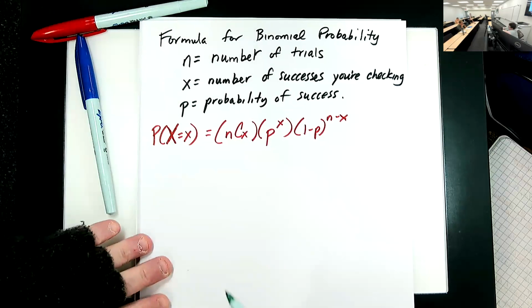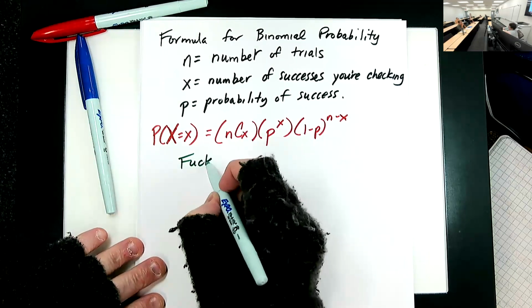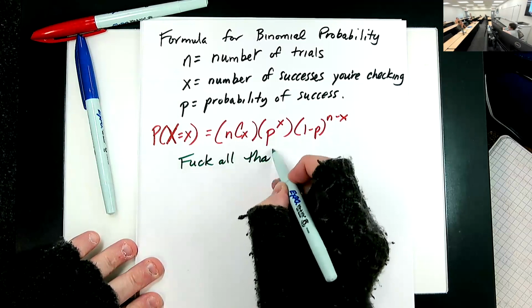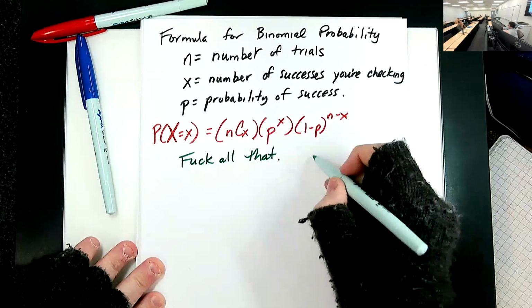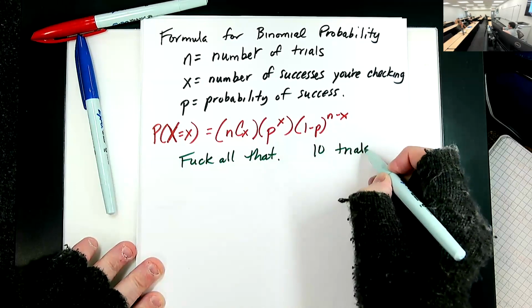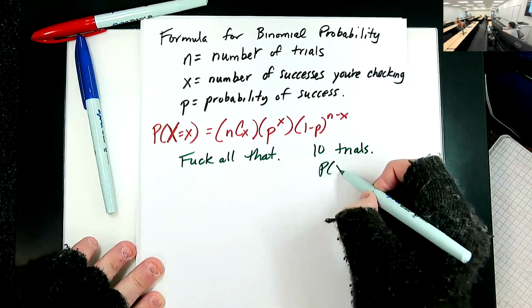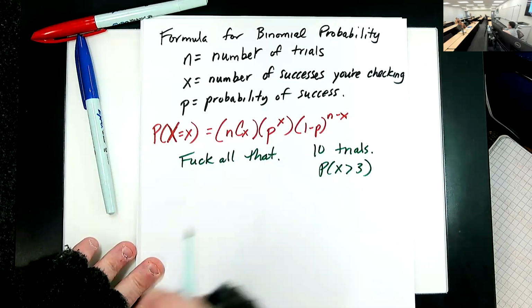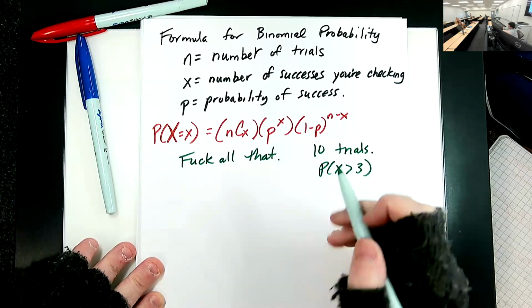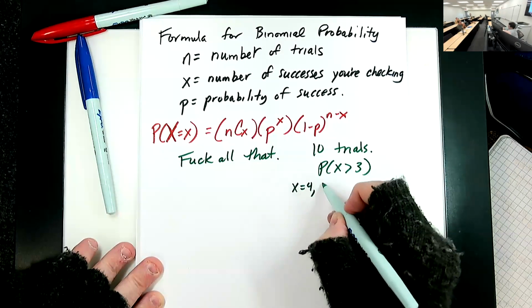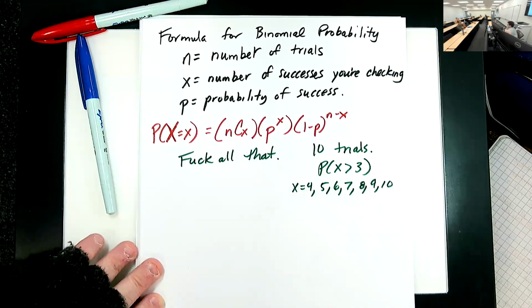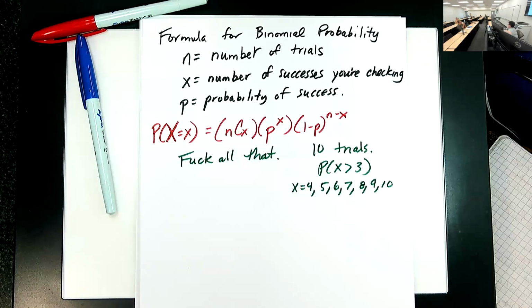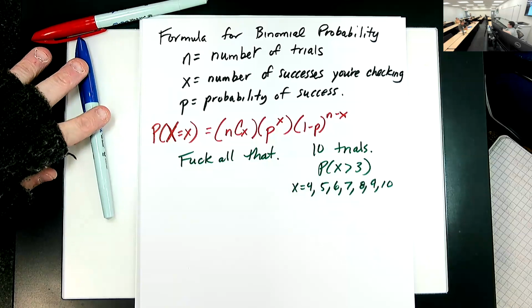I don't know about you, but forget all that. If we had 10 trials and I want to know the probability that x is greater than 3, I have to run this for x equals 4, 5, 6, 7, 8, 9, 10, and add all of that up. That is no bueno.